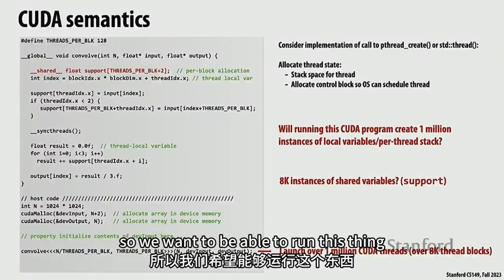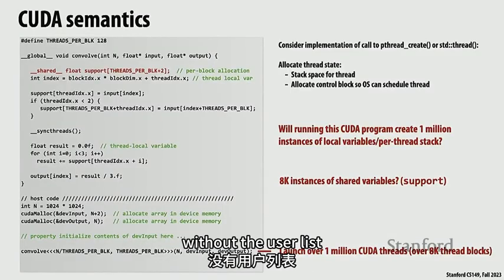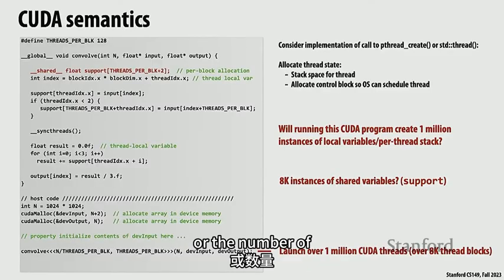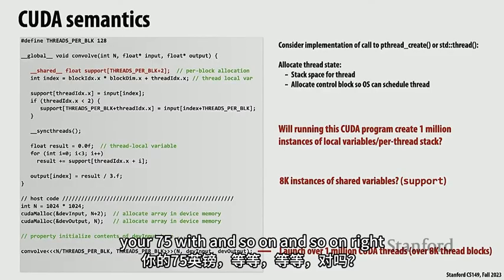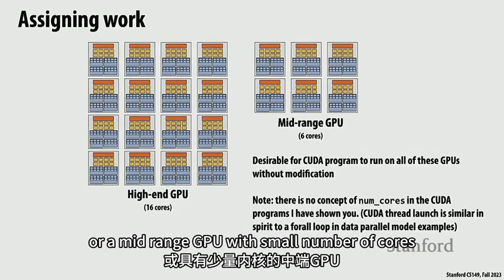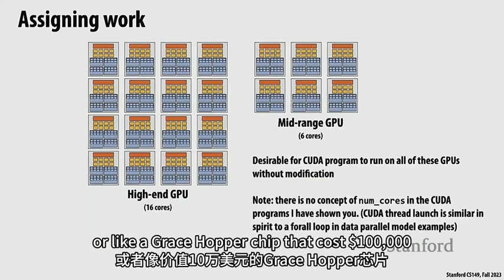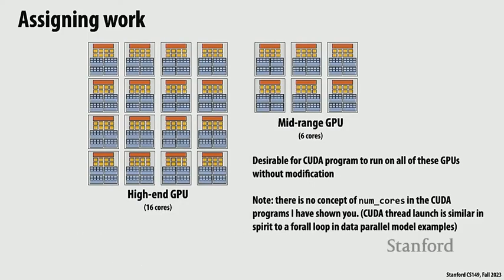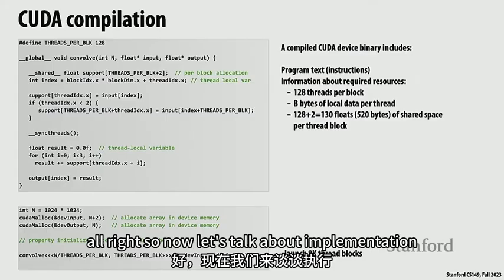Okay, so we want to be able to run this code regardless of the number of cores you have or your SIMD width and so on. We want this to work on a big GPU with a bunch of cores, or a mid-range GPU with a small number of cores, or a Grace Hopper chip that costs $100,000 or whatever it is these days. We want it to run on any of these things, okay? All right. So now let's talk about implementation.